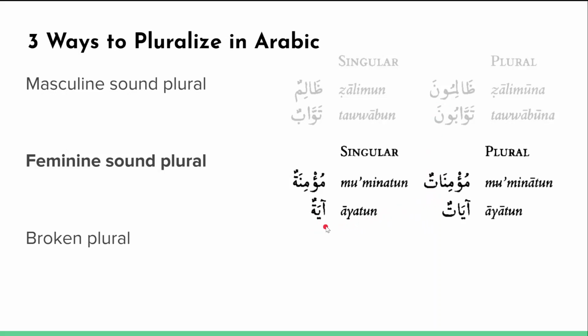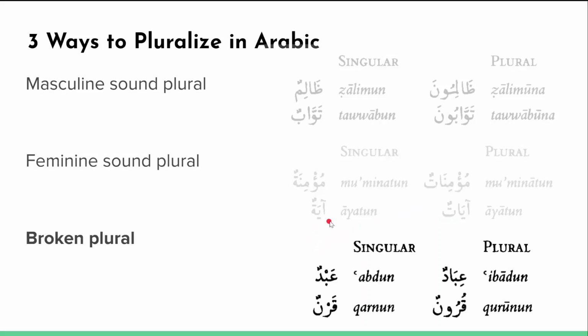And this applies to other words as well that end in tun. So for example, ayatun becomes ayatun, a verse, a group of verses or multiple verses. Now, not every word that ends in atun becomes atun. So you have to kind of learn these words have masculine sound plural, these words have feminine sound plural, and then these words have broken plurals.